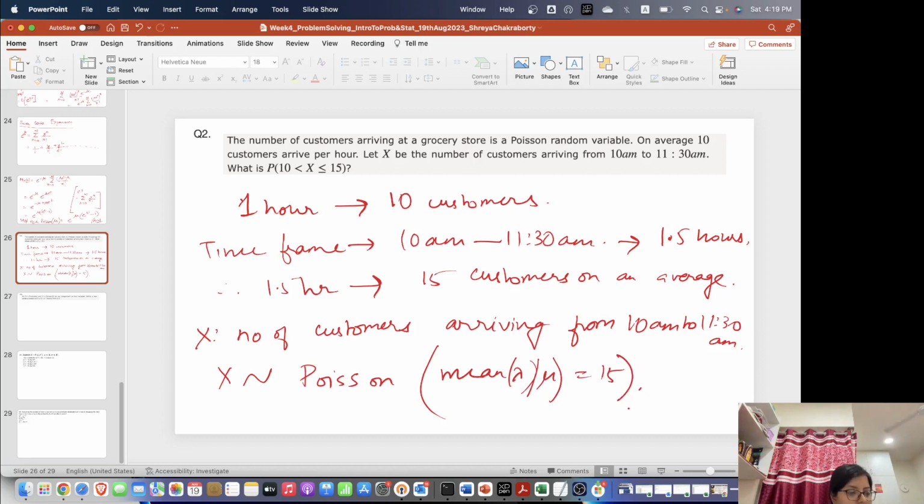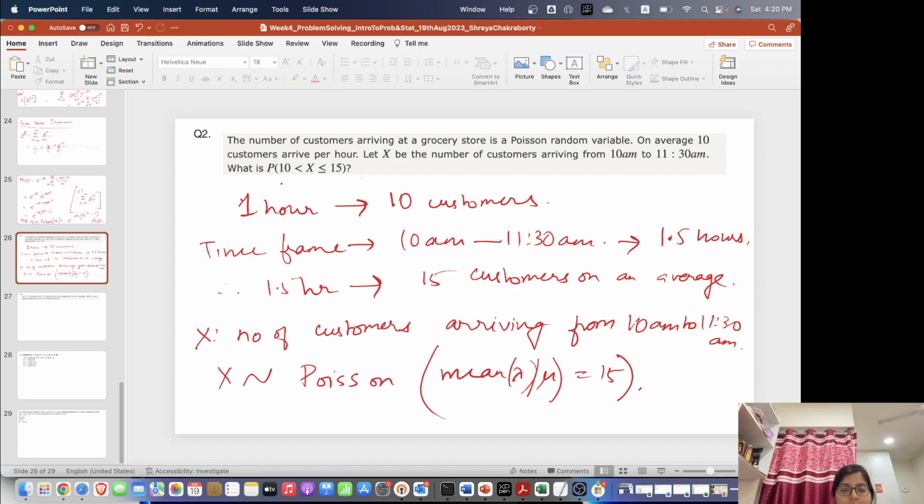Is it okay? Yes. So whenever we are given some per hour rate and some duration, we have to transform the average lambda value according to that time frame, and then we have to compute these things.